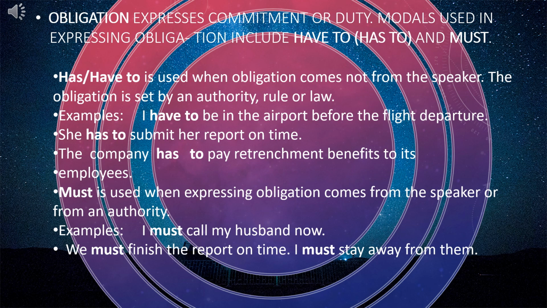So again, whenever we use has or have to in sentences and they express obligation, the obligation is imposed by an authority or a rule or a law. It's not the speaker who sets the obligation on himself or herself. The speaker himself or herself is just being ordered to do something, is obliged to do something. Okay? So that's the modal verb has or have to.